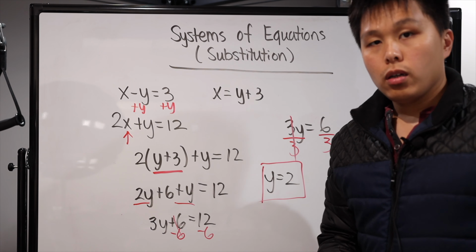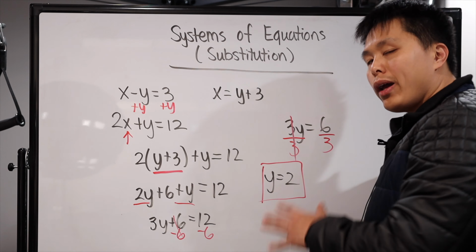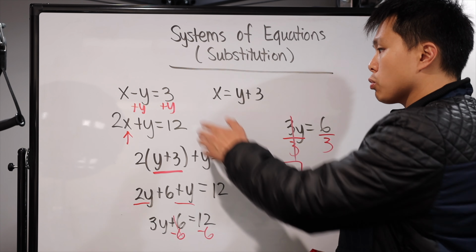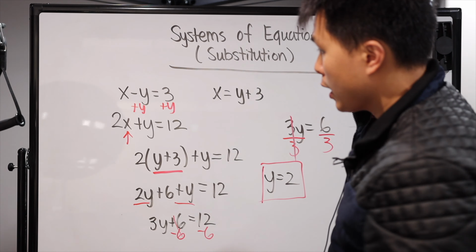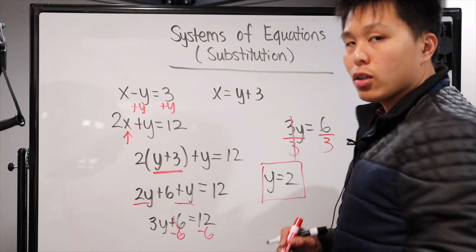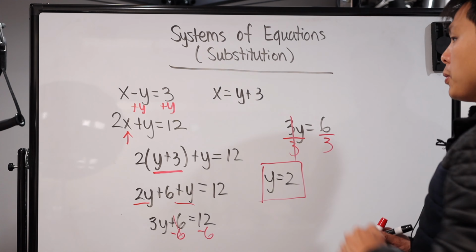Now, we're not done. We only have one variable that gives us the actual number. Now what we're going to do is plug it into one of the two and solve for x. Well, I'm lazy. The first one looks extremely easy. I would plug that in.